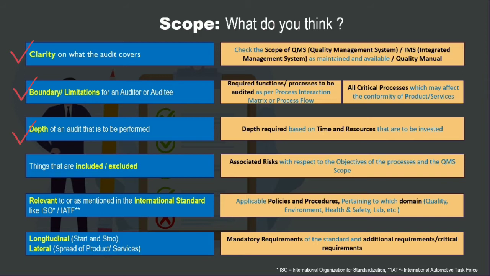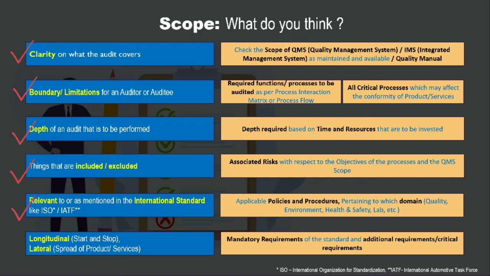Number 3. It decides the depth of an audit that is to be performed. Depth of an audit is decided based on the time and resources that are available and that are required to be invested. Number 4. Some things are included and some things are excluded while defining the scope of an audit. Consider the risks associated with respect to the objectives of the processes.